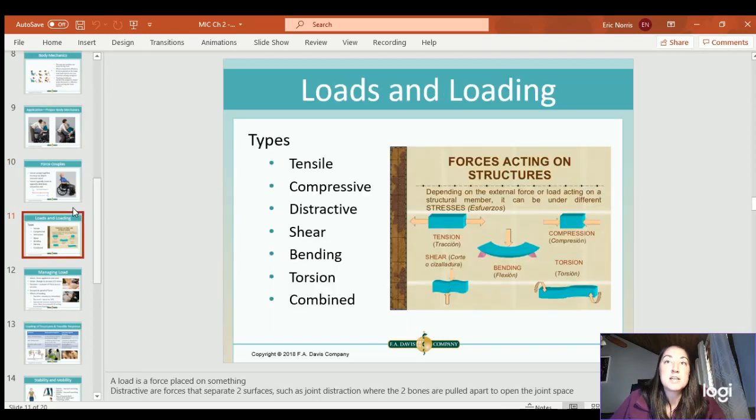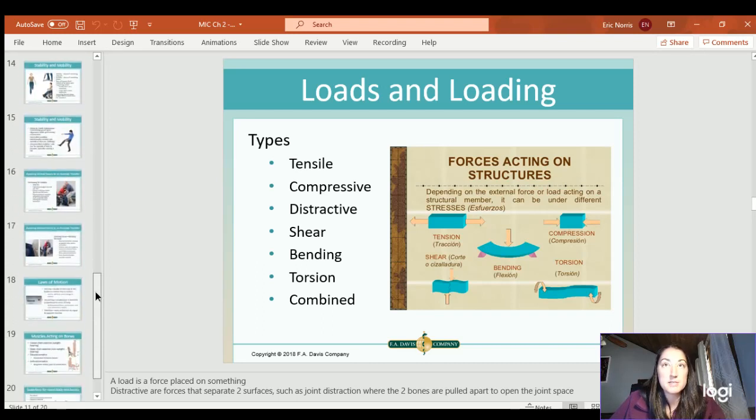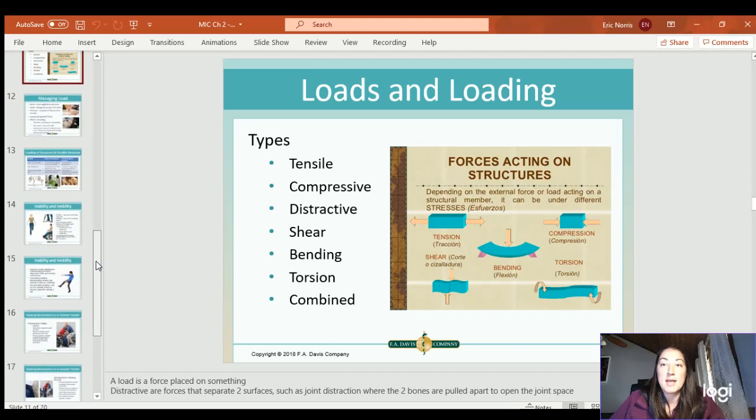Okay, there's various types of loads. A load is just a force that is placed on something. So a tensile load pulls apart, adds tension. A compression load pushes something together towards each other. A distractive load also pulls apart, but it pulls two surfaces apart, typically at the joint. You're pulling them and opening the joint space.